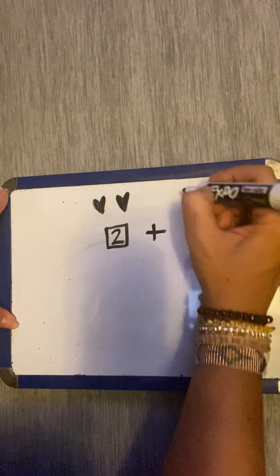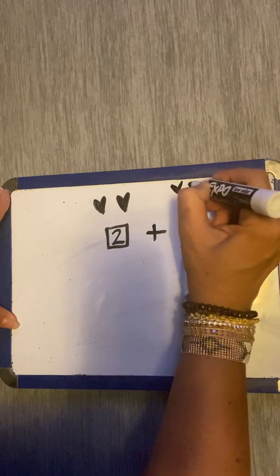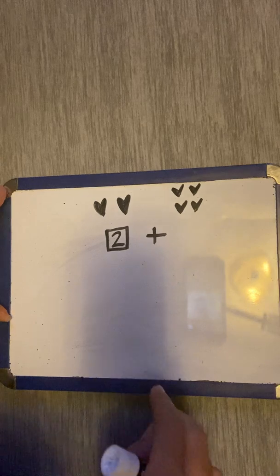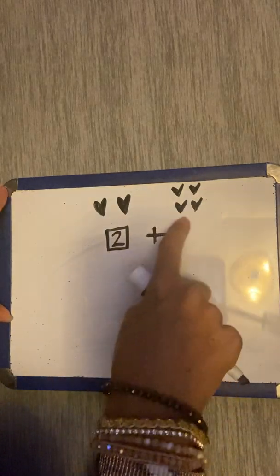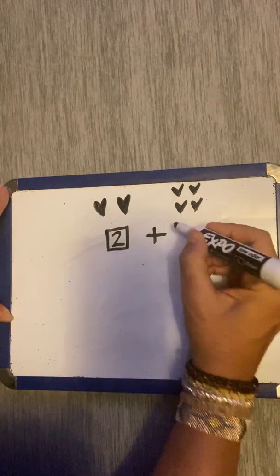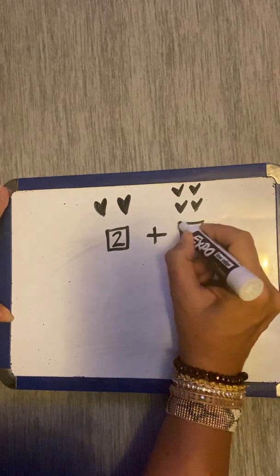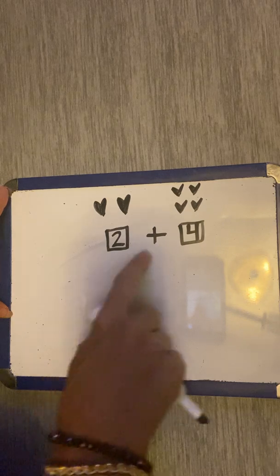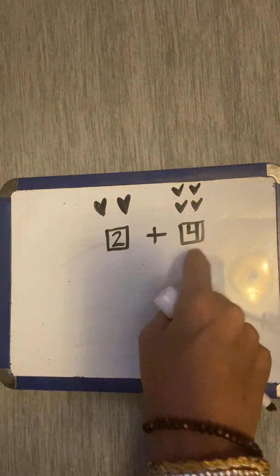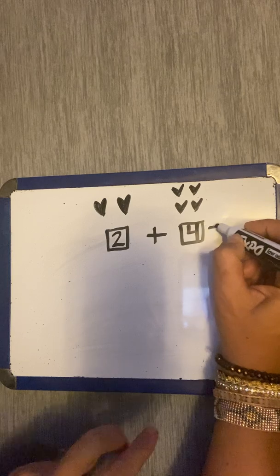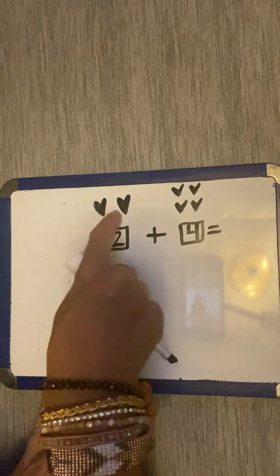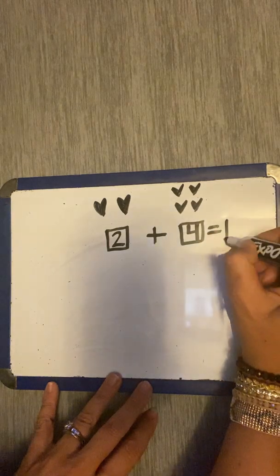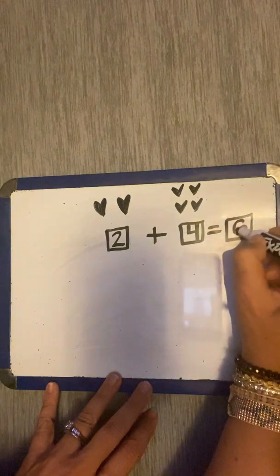Okay? And I'm going to do some quick hearts. All right? How many are in this set? 4. Again, you're going to see a box. You're going to write the number that matches the set. So 2 plus 4 equals what? You count them all together. 1, 2, 3, 4, 5, 6. You'll put the answer in the box.